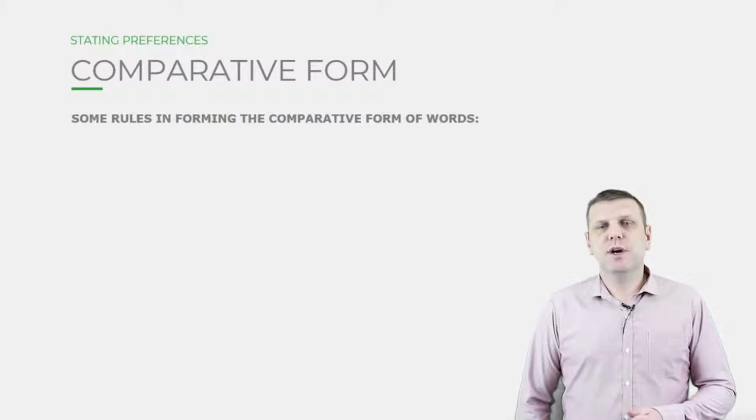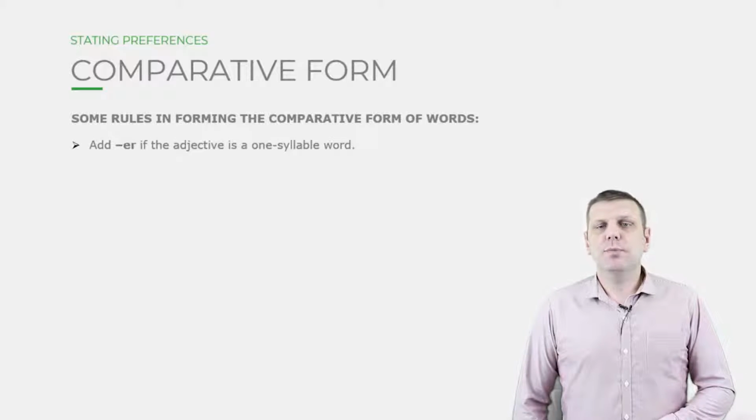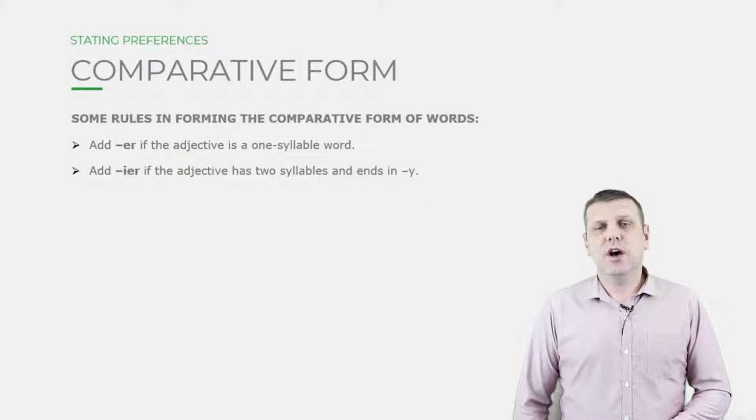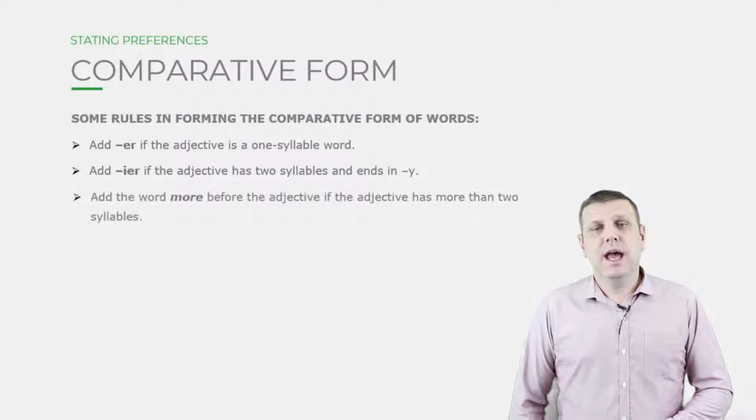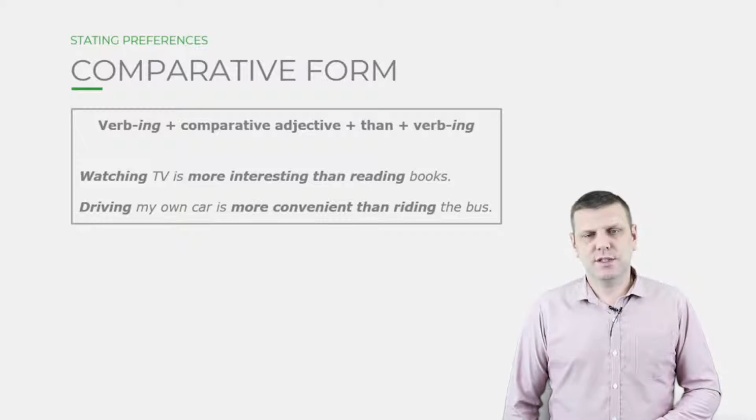Comparing the things mentioned by the examiner can also be a part of your answer. To form the comparative form of adjectives, add er at the end of the adjective if it is a one-syllable word, add ier if the adjective has two syllables and ends in y, and add the word more before the adjective if it has more than two syllables. The typical structure used in comparing is verb ing plus comparative adjective plus than plus verb ing. Look at these examples.